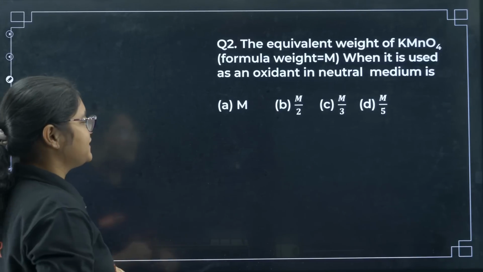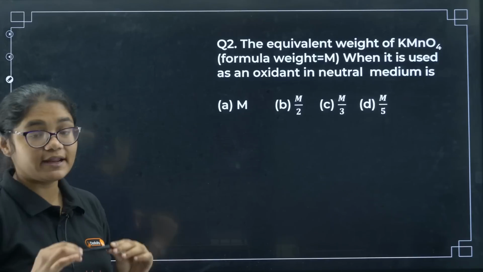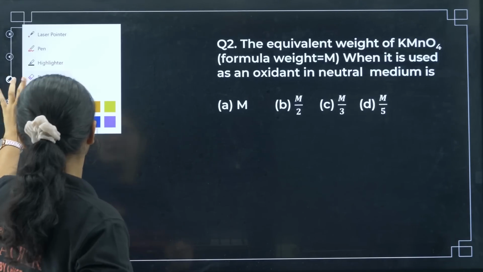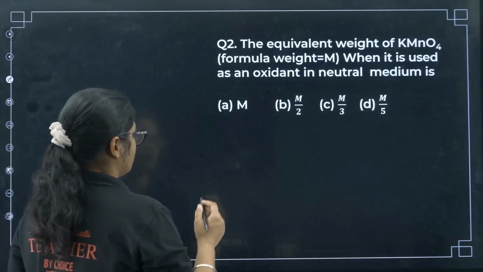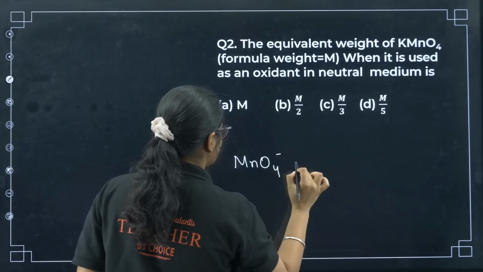Let's see the next question here. The equivalent weight of KMnO4 when it is used as an oxidant in neutral medium. If you see in neutral medium, what happens to MnO4? It gets converted, that is MnO4 minus to MnO2.